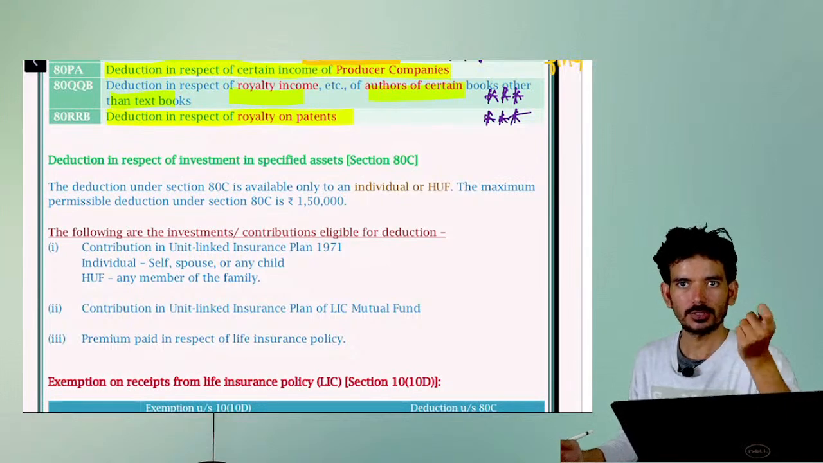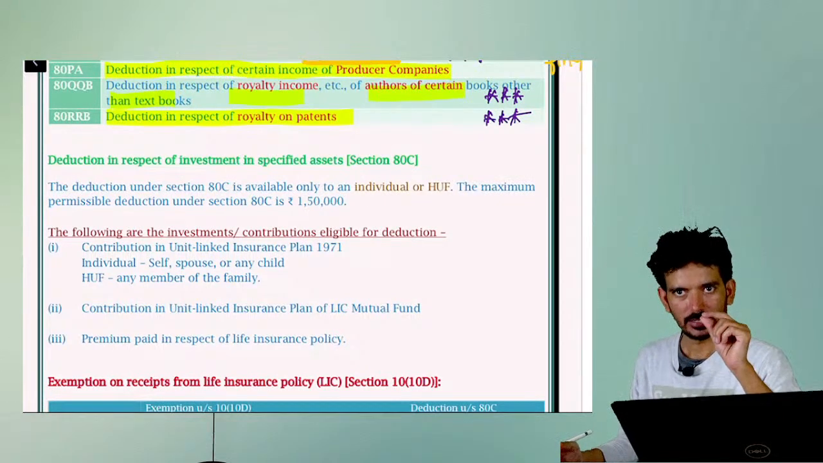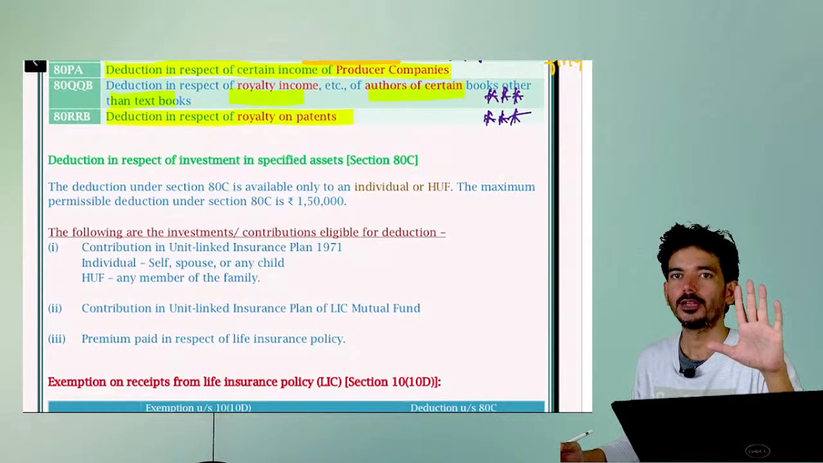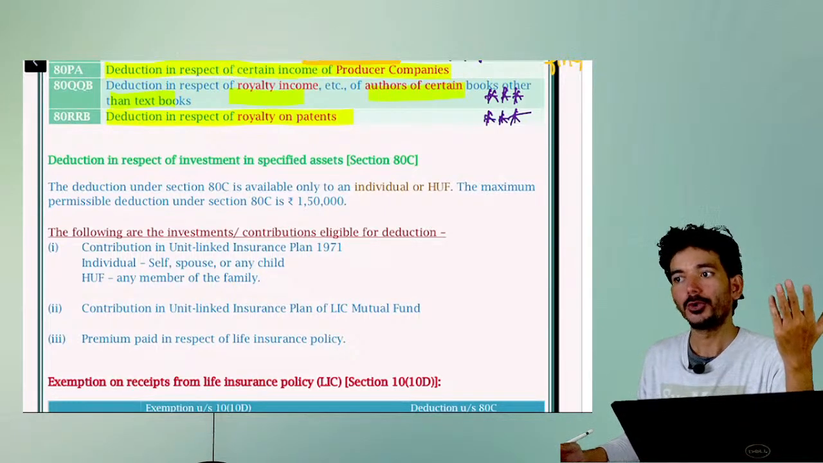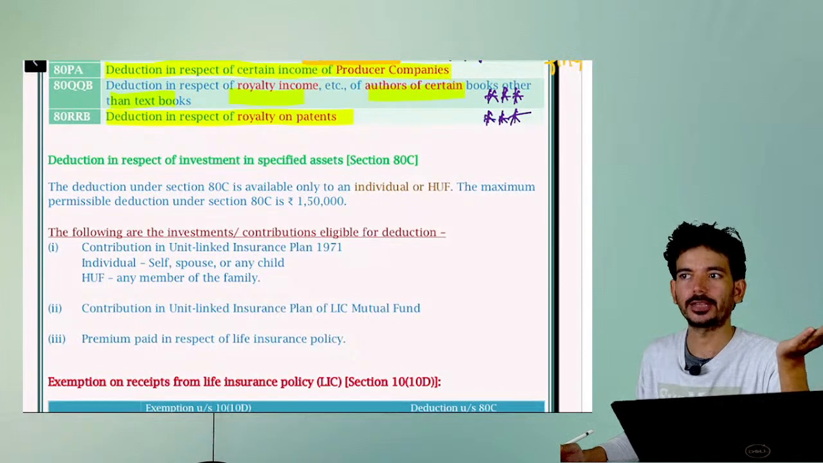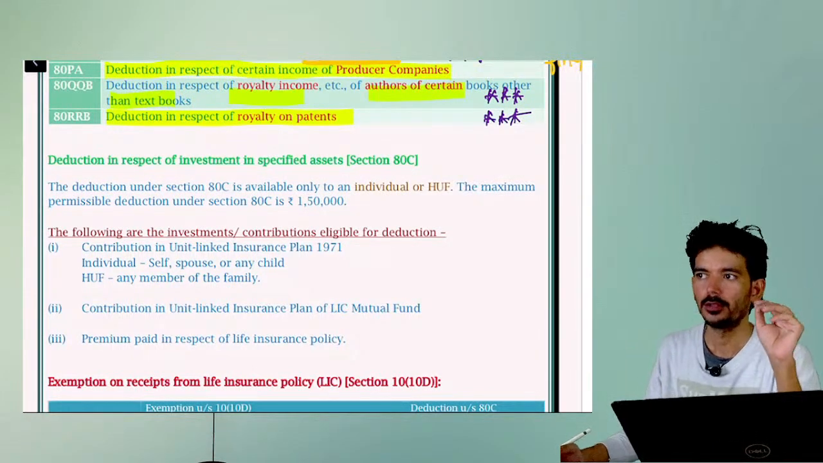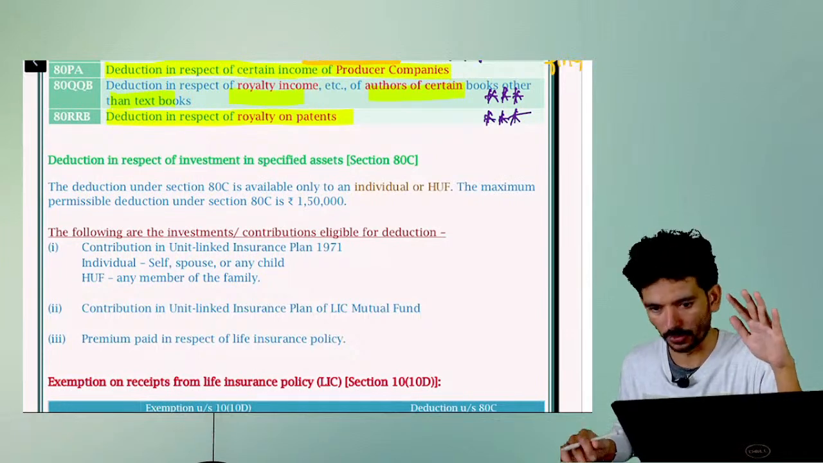80C to 80U, under this heading, these sections are important. 5 you absolutely cannot ignore. The remaining you can ignore for the time being. For examination it's not that important, but in reality it is important. These 5 sections, please don't try to ignore.